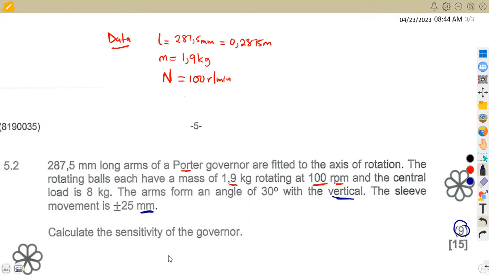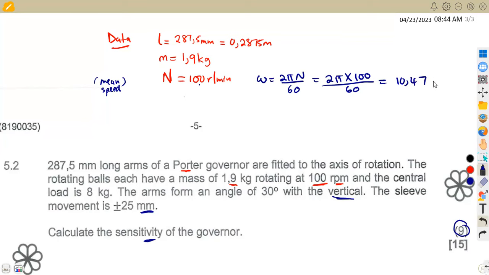which can be converted to rad per second. Remember, the question here is to calculate the sensitivity. There we need the mean speed, which is this speed, and it is supposed to be in rad per second. So you can convert to rad per second. Remember, omega is equal to 2 pi N over 60, where N is in revs per minute. So we convert: 2 pi times 100 over 60. This is going to give us 10.472 rad per second. So let's leave it like that.